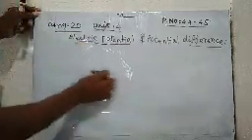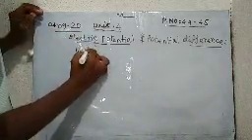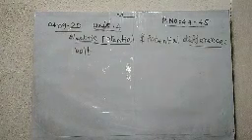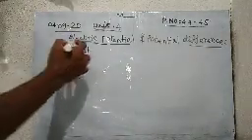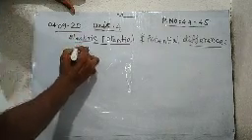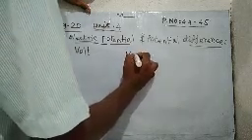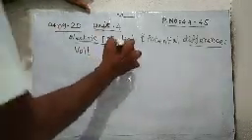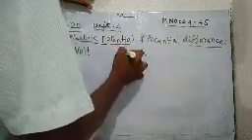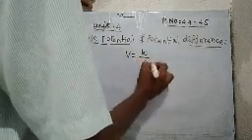Volt is the SI unit of electric potential. Volt is the SI unit of potential. Now, how are we going to define the unit volt? Suppose we know that the potential difference V is given as V is equal to W divided by Q.